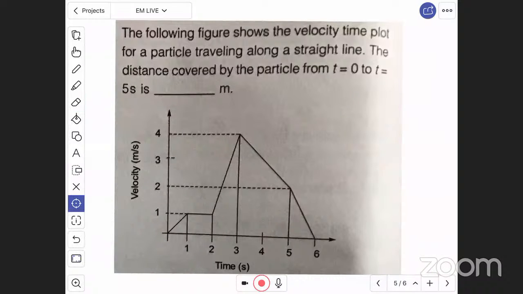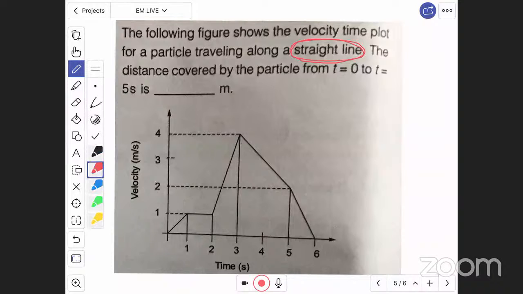See, question is there, all of you with me? Okay. The following figure shows a velocity time plot for a particle traveling along a straight line. Somewhere in the question it is mentioned that traveling along a straight line means linear motion. Straight line means it is a linear motion.